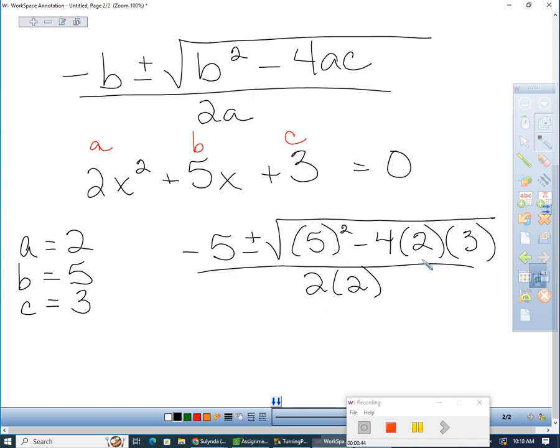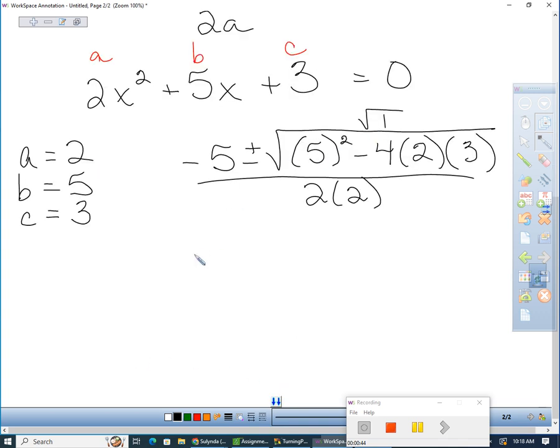So you can type it in your calculator or you can do it using brain power. 5 squared is 25. 4 times 2 is 8, times 3 is 24. So this is 25 minus 24, which is 1. We are going to be taking the square root of 1. So then the next step, we're going to go negative 5 plus or minus, what is the square root of 1? 1. All over 2 times 2, which is 4.